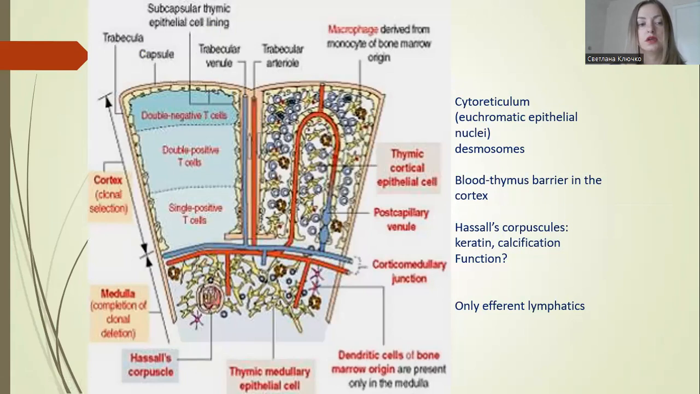You can see blood supply in thymus, in cortex, and in medulla. Cytoreticulum, achromatic epithelial nuclei, desmosomes, blood-thymus barrier in the cortex is located. Hassall's corpuscle contains keratin, calcification, and these are old reticuloepithelial cells. And note that thymus has only efferent lymphatics.